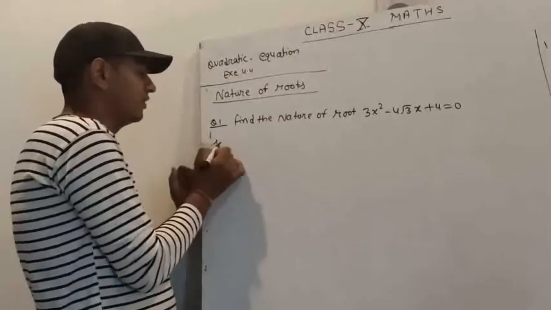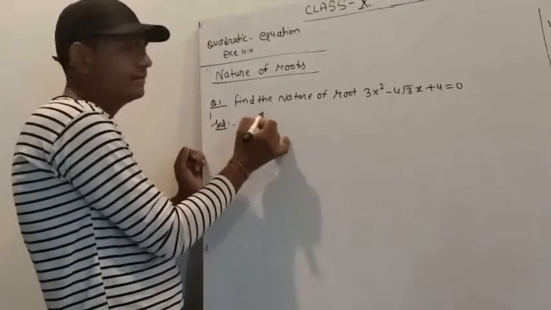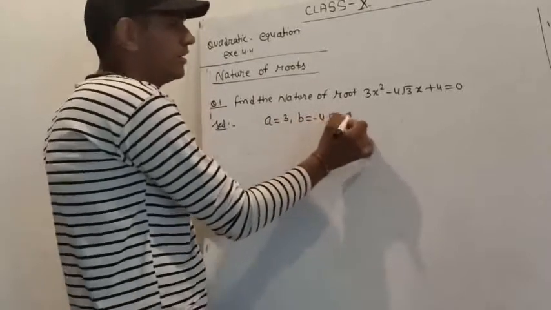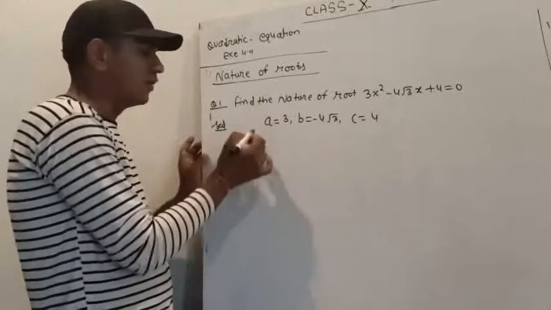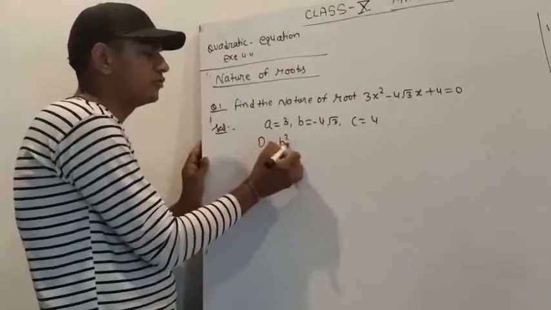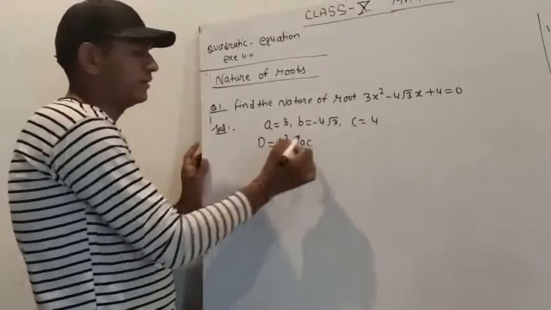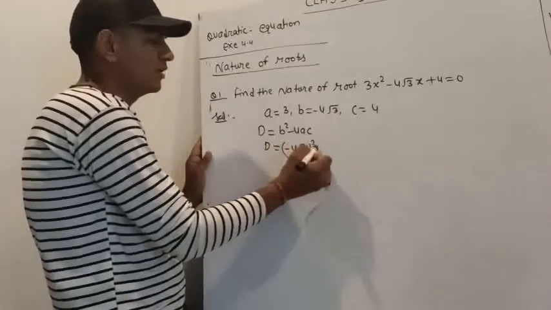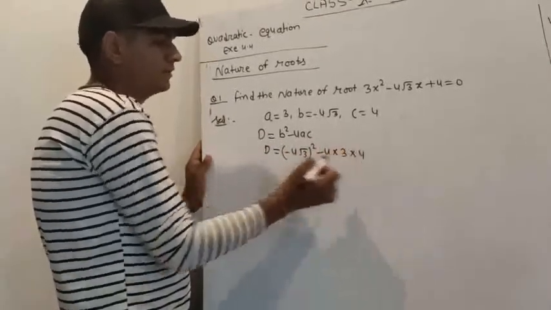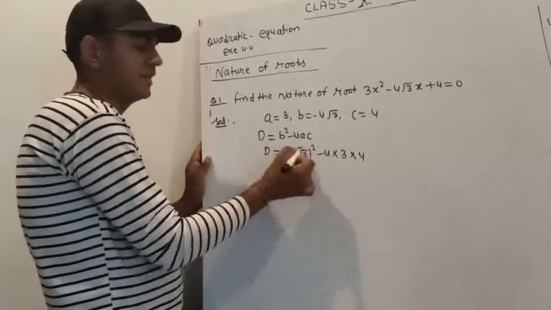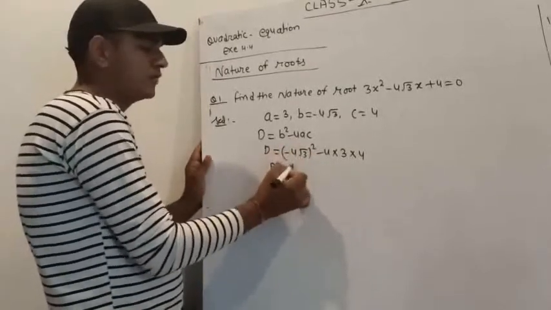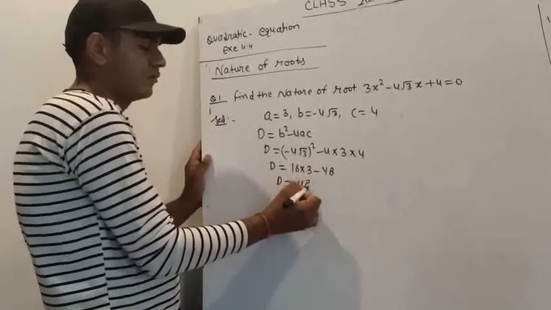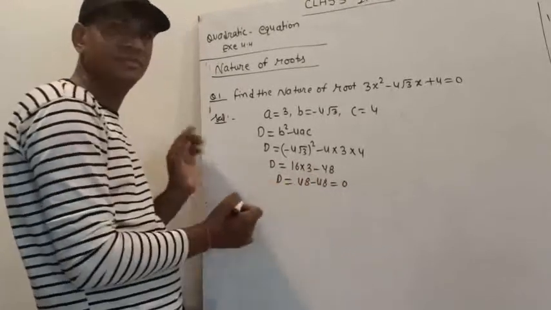Firstly we will find out the value of a, b and c. What is the value of a? 3. What is the value of b? Minus 4 root 3. And what is the value of c? 4. Now we will find the discriminant, D equals b square minus 4ac. Substituting, D equals (4 root 3) whole square minus 4 into 3 into 4. Negative square is positive, so 16 into 3 is 48. D equals 48 minus 48, which is 0. So D equals 0.